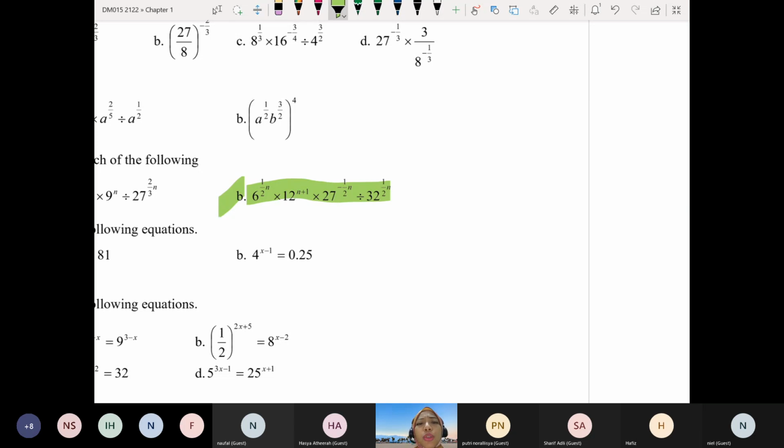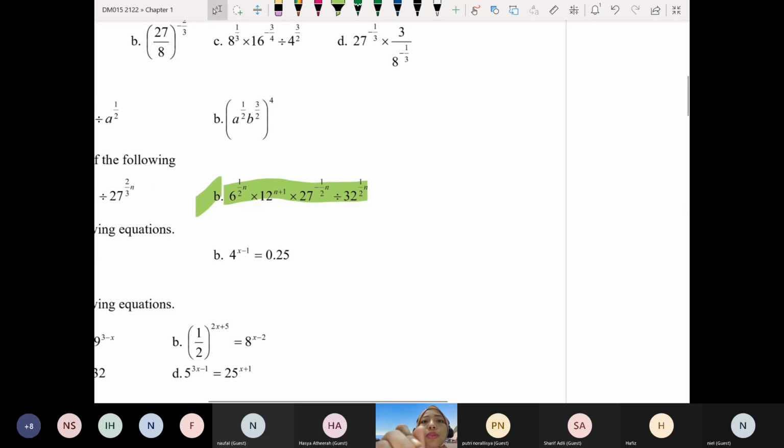Simplest base iaitu 2, 3 dan 5. Or maybe say 7. Okay. So let's have a look. Okay, 6. What makes 6? Apa dapat 6? So we have 3 times 2, right? Okay, 6 adalah 3 times 2. And then we have n over 2, right? Okay, and then 12. What makes 12? 4 times 3. 4 times 3 ataupun 2 to the power of 2 times 3 to the power of n plus 1.